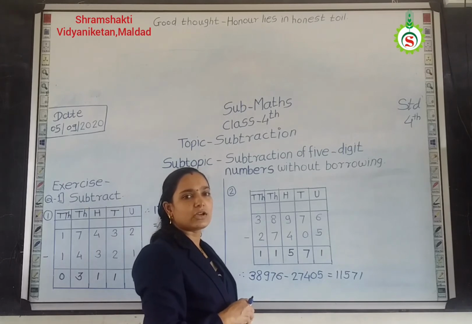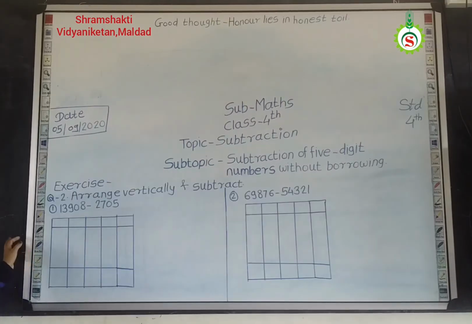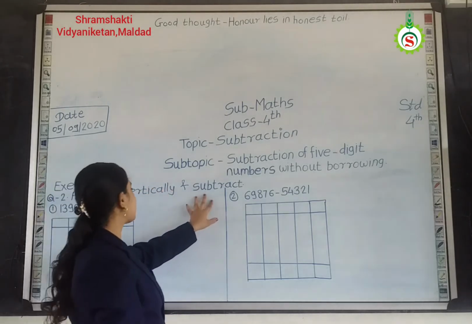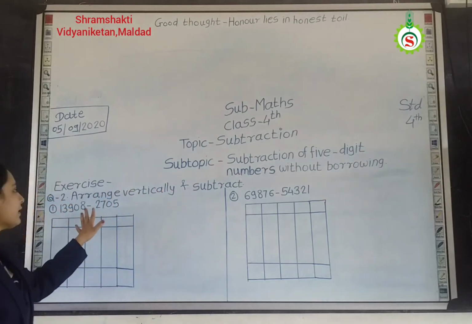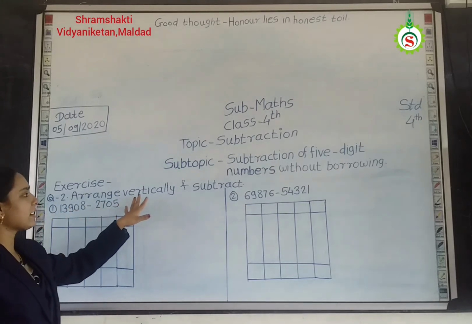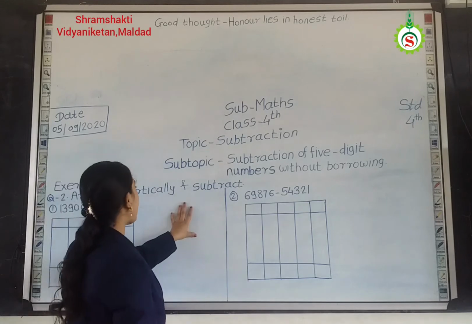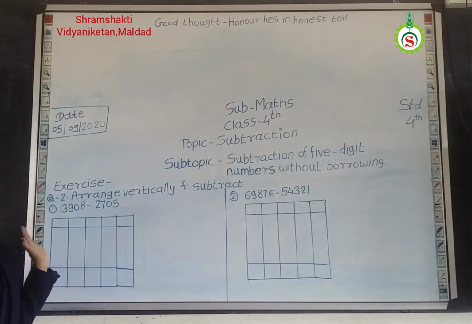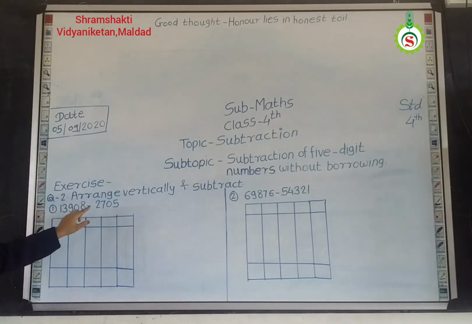Now next question. Now students, question number 2. Arrange vertically and subtract. Here the given examples are in horizontal form. We have to arrange these examples vertically and after that do the subtraction. See here example number 1: 13,908 minus 2,705. Students, arrange the given example vertically.